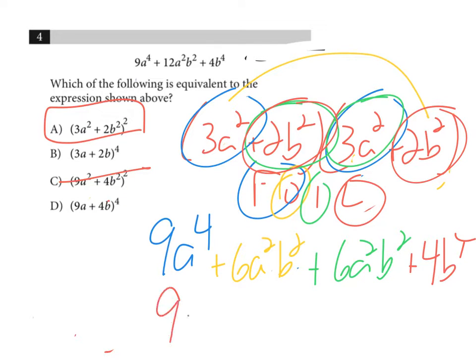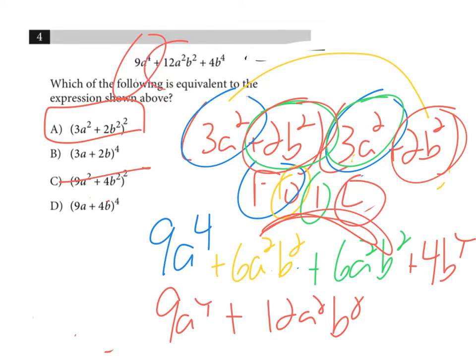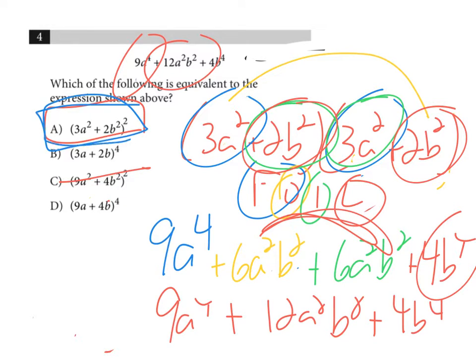So here's my 9a to the fourth. These two can be combined to give me a 12a squared b squared. And then here is my 4b to the fourth. So it looks like here my answer was letter A. When you have multiple choice math questions, a lot of times you can just take your answer choices, simplify them, plug them in, and see which work.